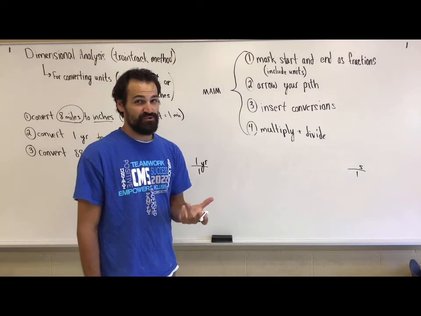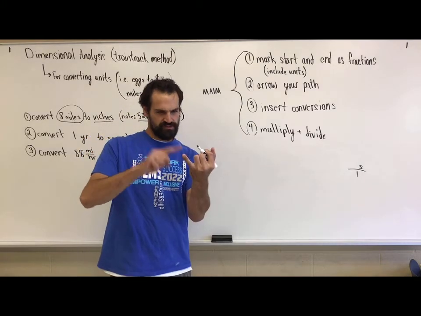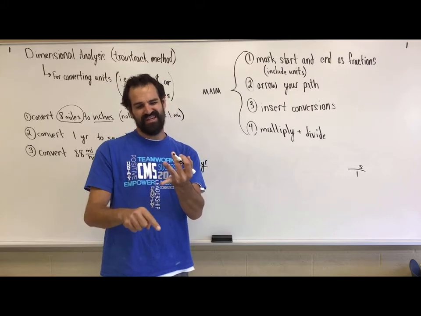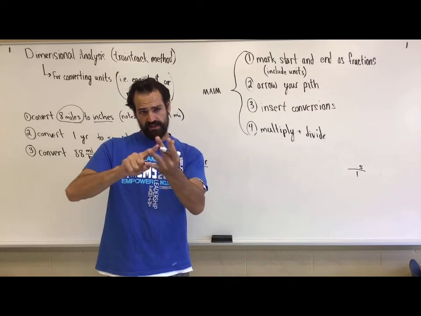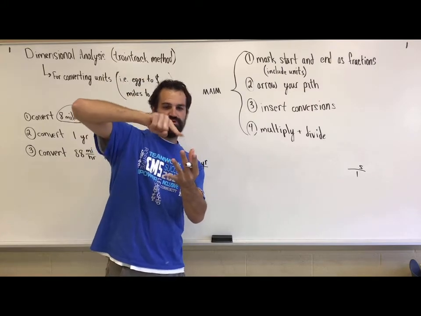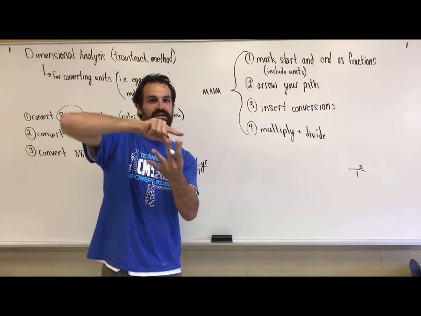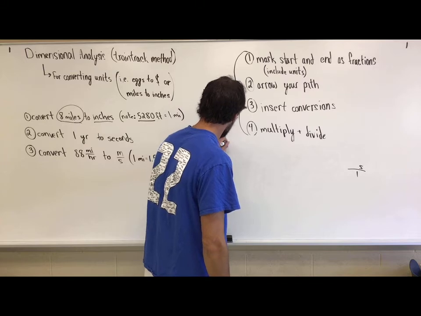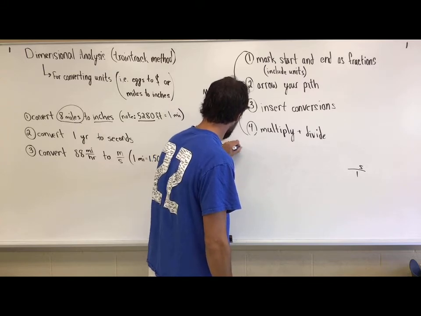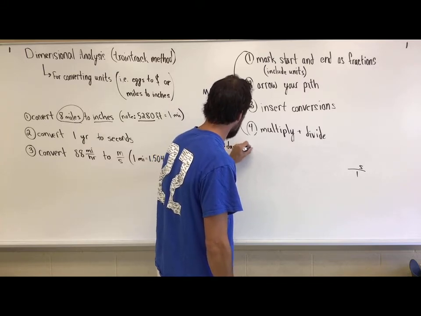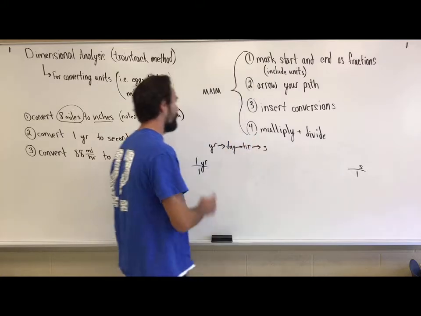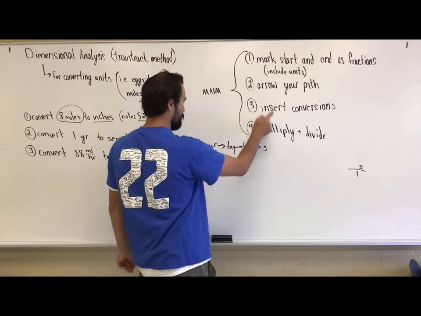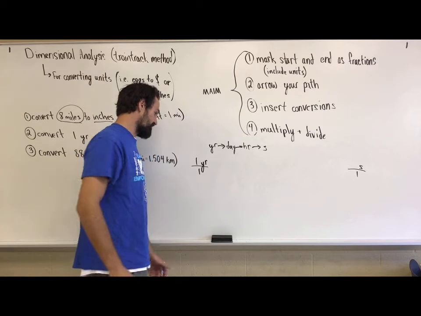So we need to go from years to seconds. I don't know how many seconds are in a year, but I know that I can go from years to days, and then days to hours, and then hours to seconds if you can do it, or if not, hours, minutes, seconds. So let's go years to days, and I know how many hours are in a day, and I know how many seconds are in an hour. So I've arrowed my path. Now I'm going to insert my conversions.